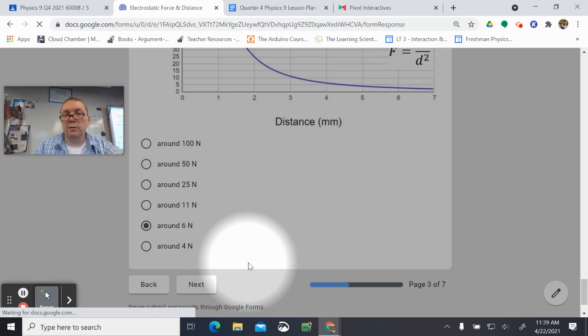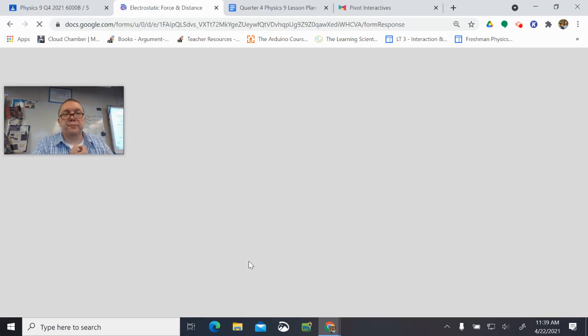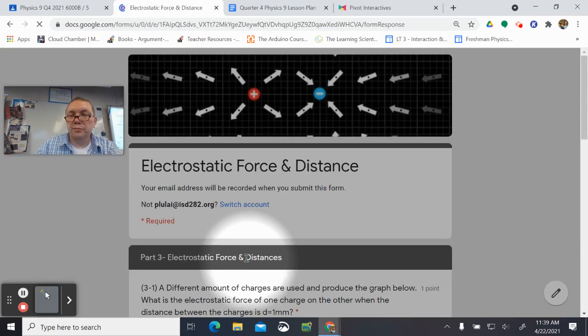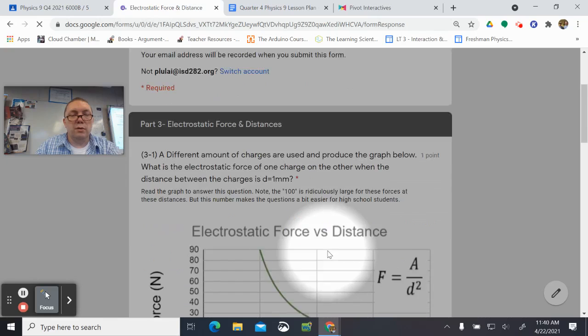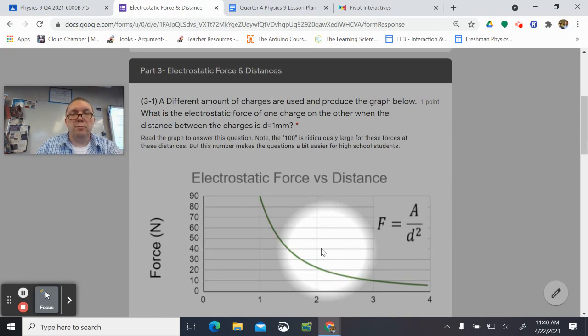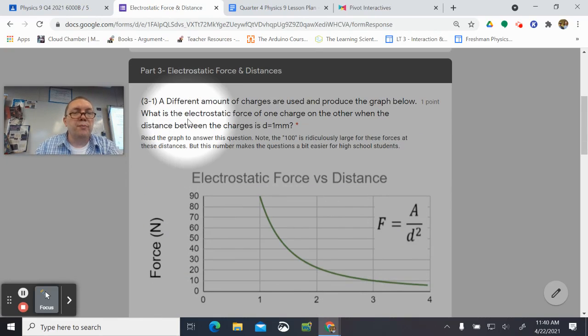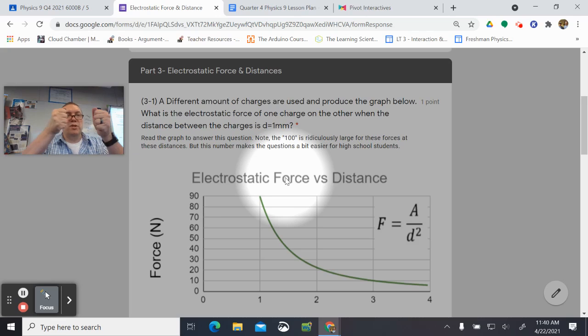And clicked on next to get the next screen. Alrighty, and then this is more of the same sort of stuff. So different amount of charge. We have the same sort of setup, but we have 2 different amounts of charge. So our curve is going to be a little different.